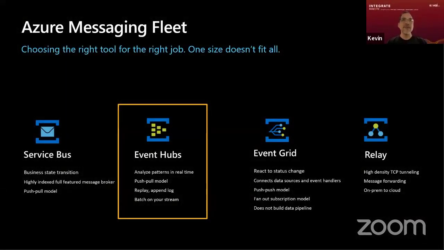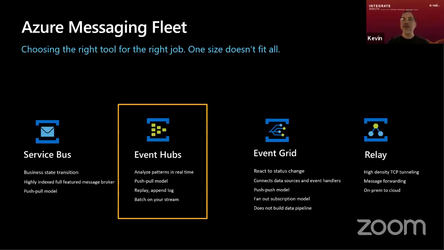So in Event Hubs, it can analyze patterns in real time. As events are coming in, you can look at the set of messages that you have and work on those messages in real time as they're coming through that stream. It's a push-pull model, meaning that the producers push events into Event Hubs, and then you have consumers pull those messages from Event Hubs. It's a replay append-only log. As events come in, we're appending essentially under the covers into a log, but you get to replay those messages as often as you like.